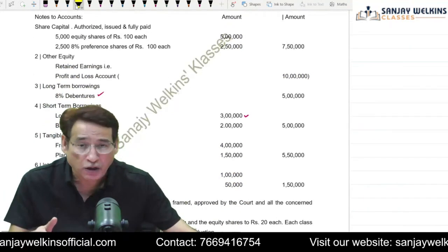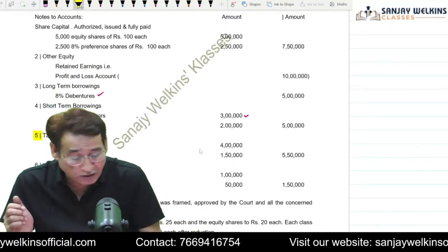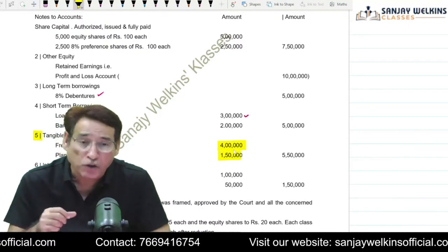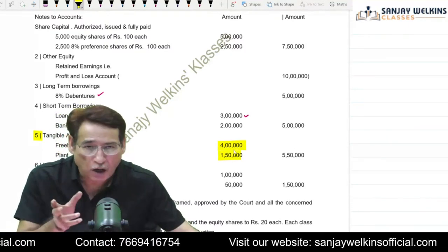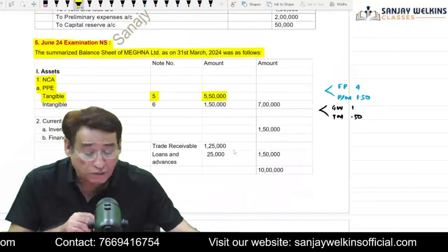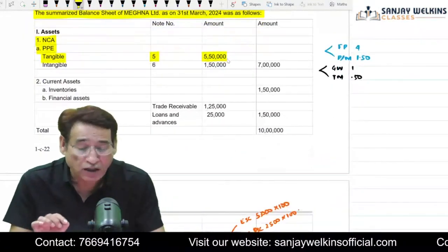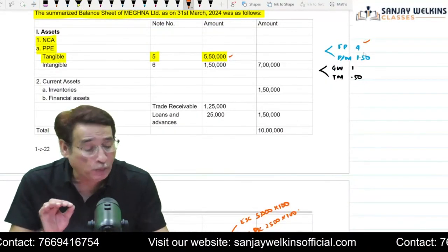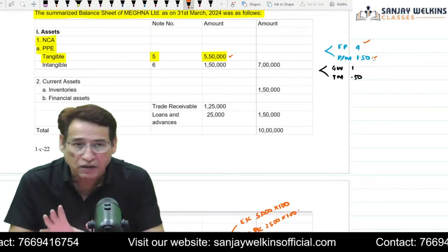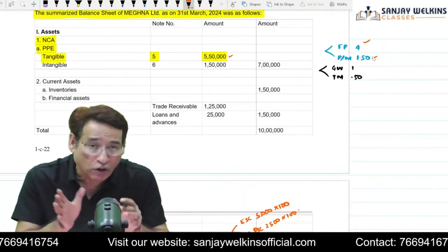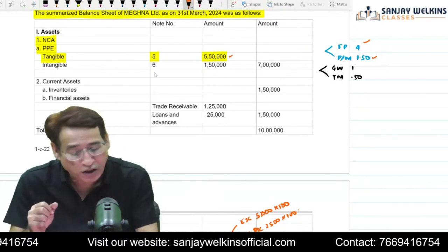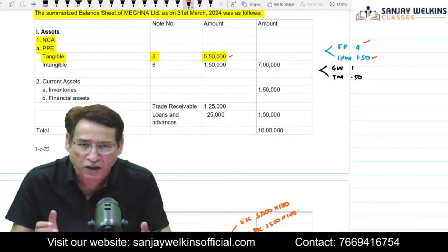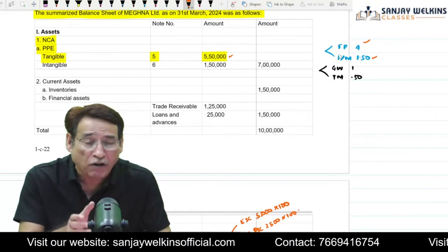These are the notes. They are part of the question. In note number 5, it is given that under tangible assets there are two items, freehold property and plant and machinery. I will note them down separately: freehold property 4 lakh, plant and machinery 1 lakh. Is it clear to you? That should be your policy when you attempt such questions in the examination. Immediately note down and segregate the items so that you save time from looking here and there, and your focus will also not waver.